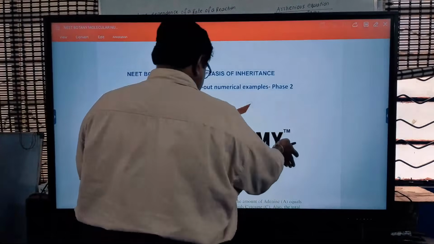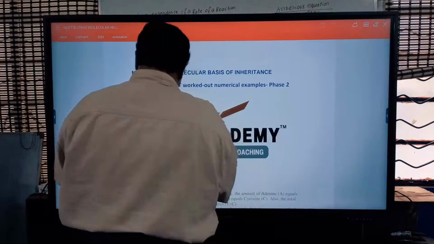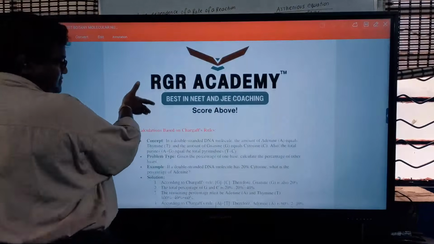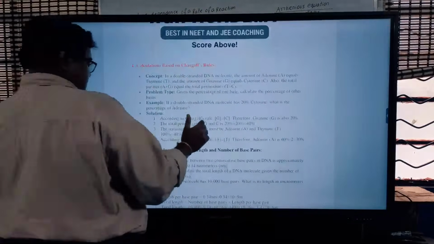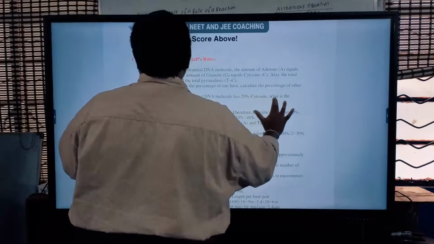In the molecular basis of inheritance, we know very well about the Chargaff rule. Yes or no? Can you say what is Chargaff rule? What is Chargaff rule?